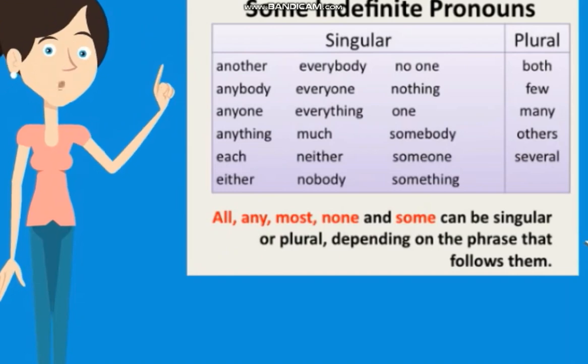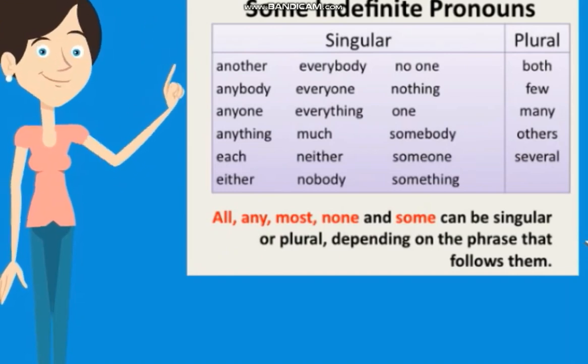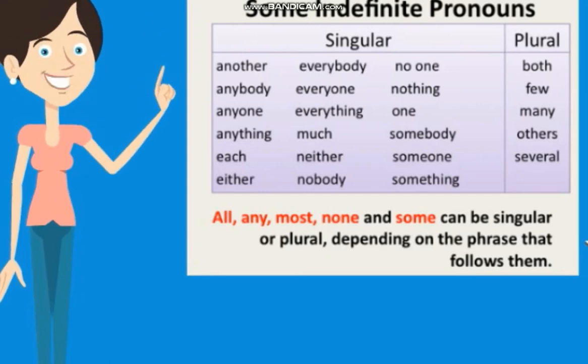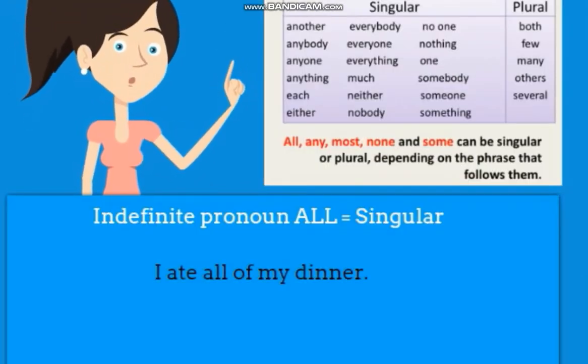Notice at the bottom of the chart, you have a list of indefinite pronouns that can be singular or plural, depending on the phrase that follows them. Here are some examples of how the pronoun all can be singular or plural. I ate all of my dinner.